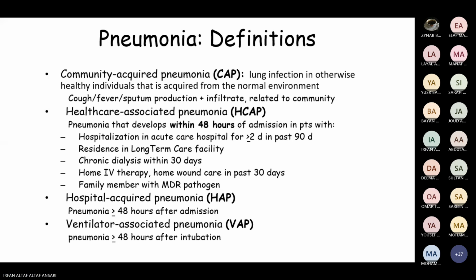Understood? Yes, doctor. So for healthcare associated pneumonia, one thing is it should be within 48 hours of admission, but at the same time, you must have one of these to call it healthcare associated pneumonia. If someone develops pneumonia within 48 hours of the admission and doesn't have any one of these things, he might be having community acquired pneumonia. Or even a normal person who develops pneumonia after 48 hours, it is hospital acquired pneumonia. If a person is put on a ventilator and shows signs and symptoms of pneumonia after 48 hours of the start of ventilation, it is ventilator associated pneumonia. Okay.